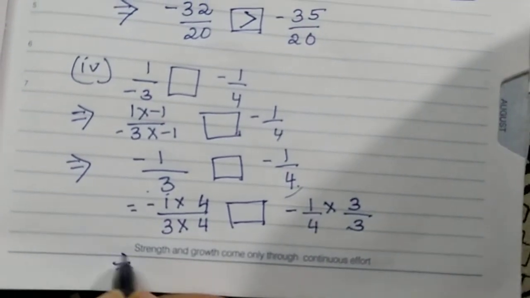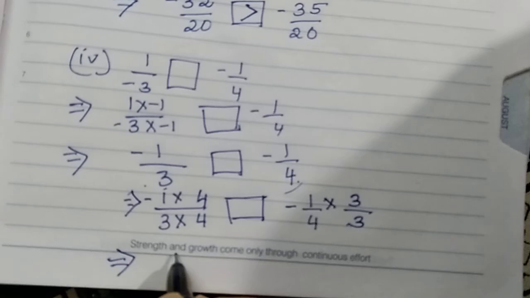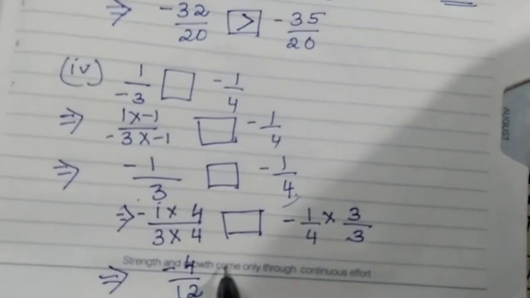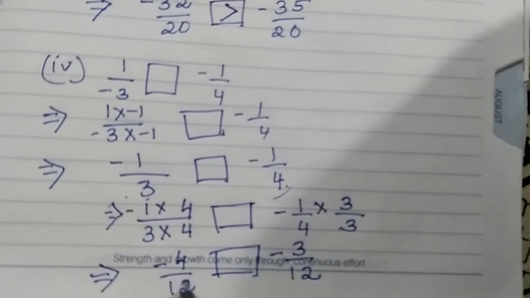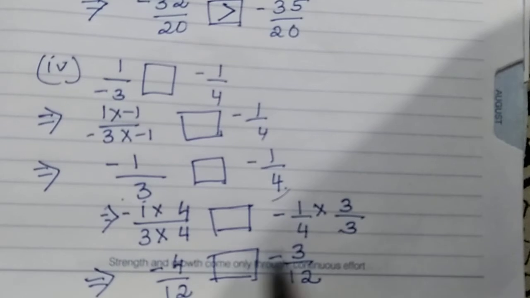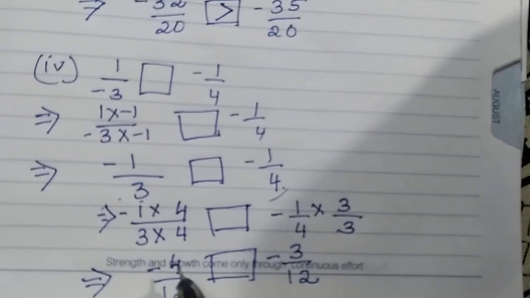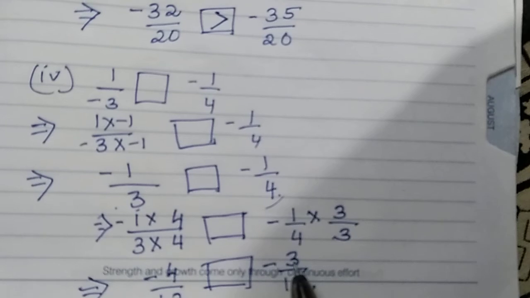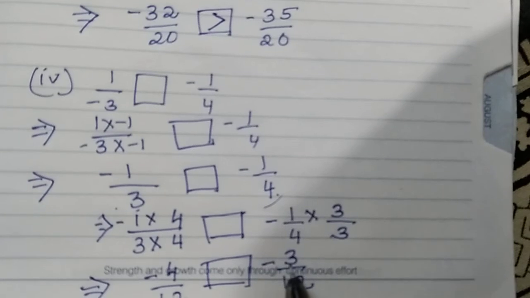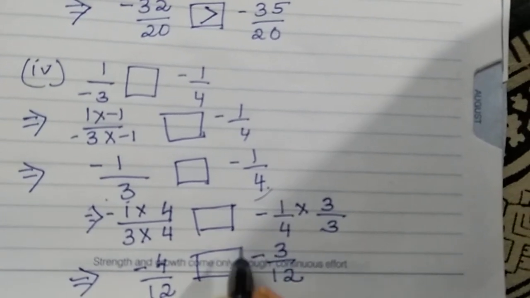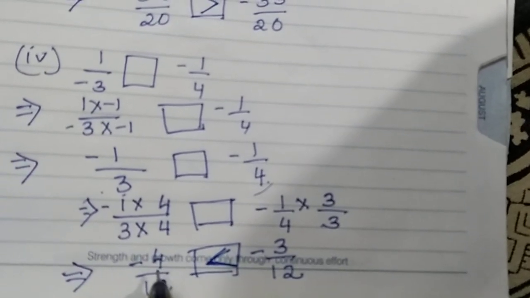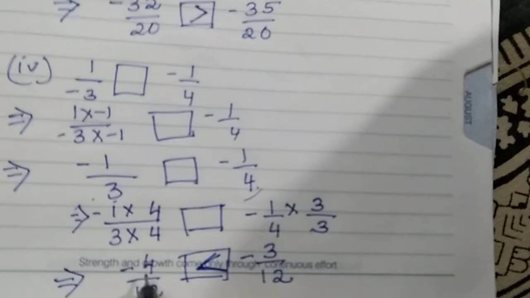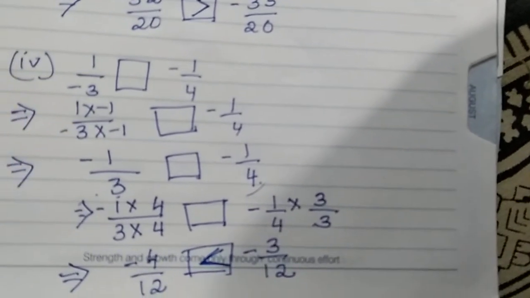So are you following it, girls? I will put this sign. So it is minus 4 by 12, minus 3 by 12. So now the denominator is same. You can compare the numerators. If you have to compare between minus 4 and minus 3, which is greater? Minus 4 is actually less than minus 3. So if it is less than, then this is the sign. The pointed end is always pointing to the smaller number. Have you understood, girls? Then I will move on.